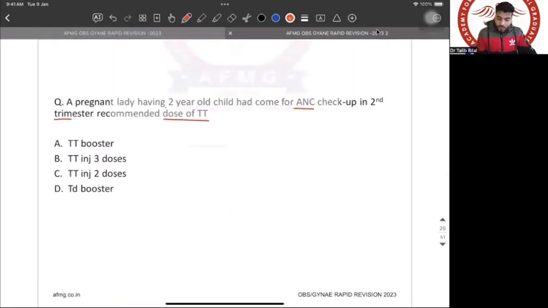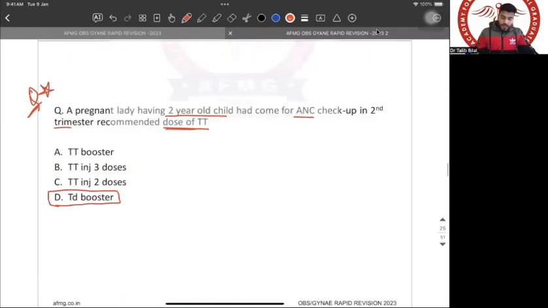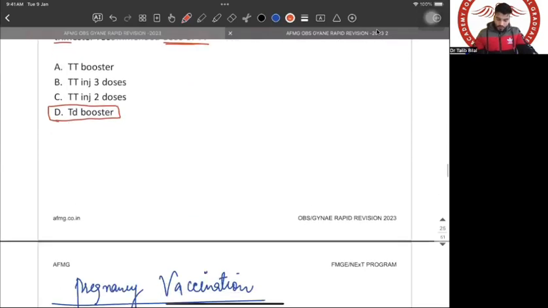Now a lady having a 2-year-old child, that means she's a multigravida, guys. She just came for the antenatal checkup for the second trimester. It's a multigravida, less than 3 years since the childbirth, you will give tetanus toxoid booster, Td booster you will give. Okay, guys. So again, it's a very important question. Pregnancy vaccination, they can ask. If the age of the last child would be more than 3 years, for example, 4 years, then tetanus toxoid in 2 doses.